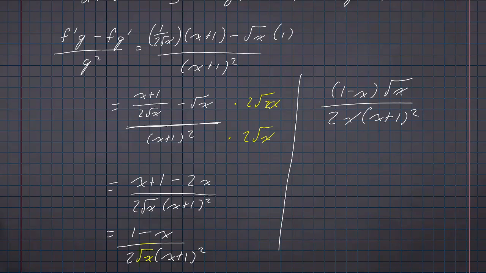I do prefer keeping things in factored form instead of multiplying things out. So this is definitely where I'm going to leave it. I am not going to try multiplying it out. It is not better to have this written as root x minus x root x all over 2x cubed plus 4x squared plus 2x. That is not a help in any way, shape, or form. Let's leave it like this.